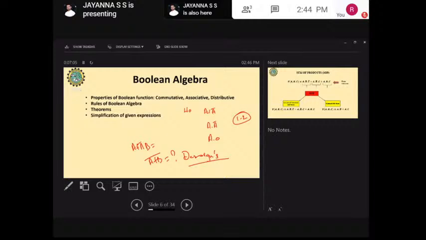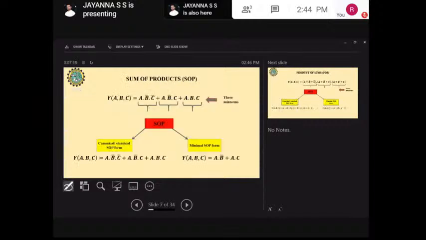Based on what you have learned here, you are going to apply it and simplify the expression. This is known as simplification of the given expression. The expression you get can be classified as sum of products and product of sums. This is a representation of sum of products, where you can see it is a summation of products.